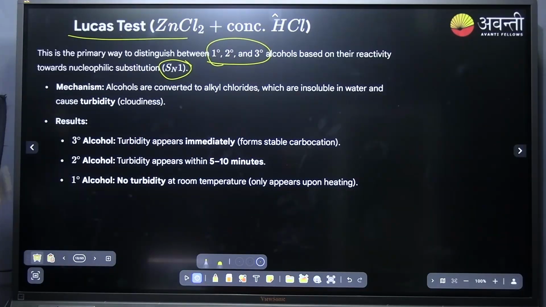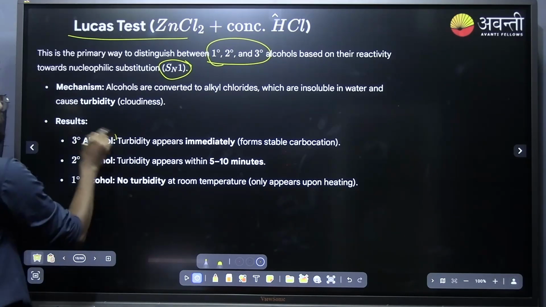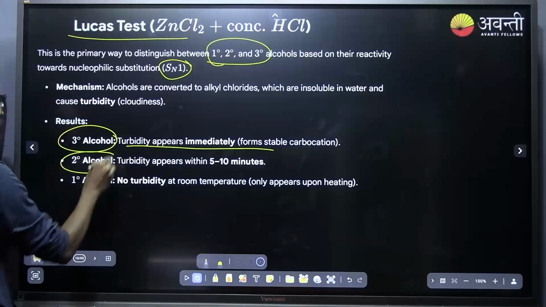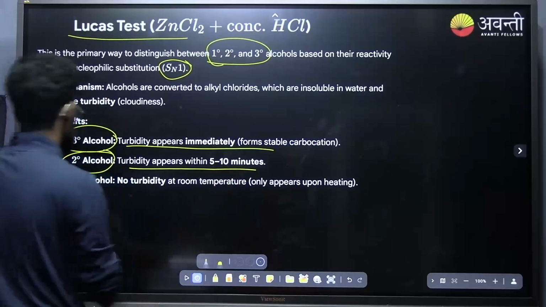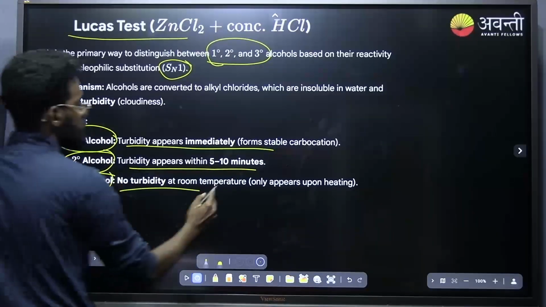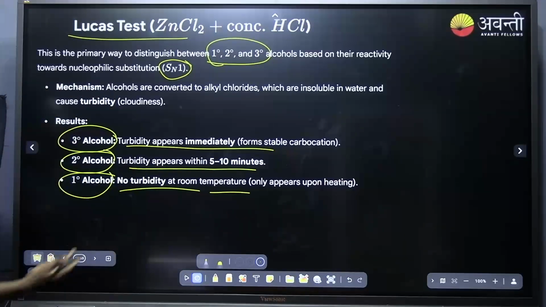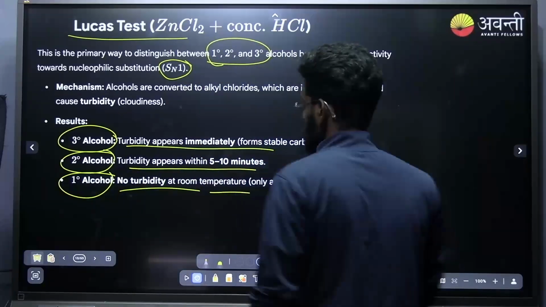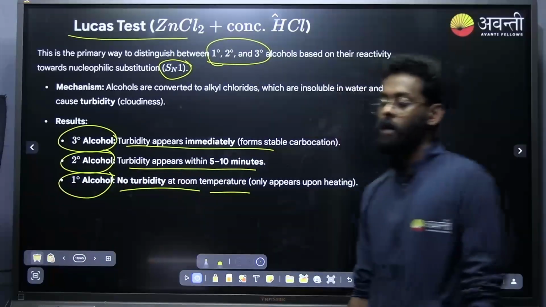Hydrocarbons we have discussed, aldehydes and ketones we have discussed. What is this one? Tertiary alcohol will give immediate turbidity. Then secondary alcohol will give turbidity within 5 to 10 minutes. Primary alcohol, no turbidity at room temperature, or the turbidity will occur after a long time. But who will be waiting for this much time? So we will consider that there is no reaction for the primary alcohol.